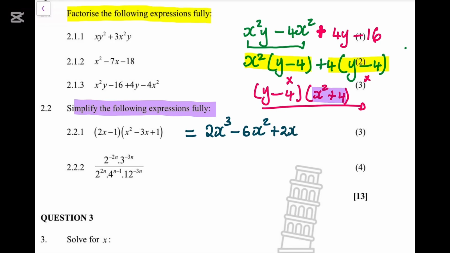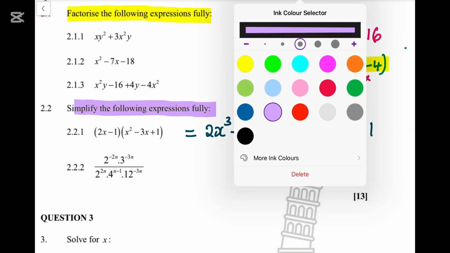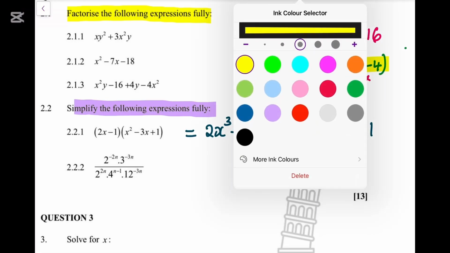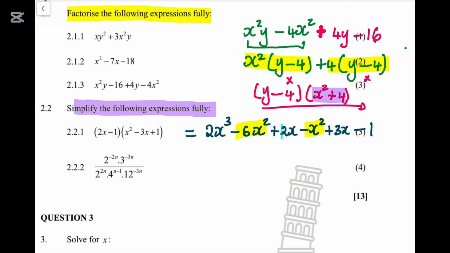And then we have negative 1 multiplied by x squared. It will be negative x squared. And then we have negative 1 multiplied by 3. It will be positive 3x. And then we have negative 1 multiplied by positive 1. It will be negative 1. And then from here, I can just add the like terms. So I can see this one goes with that one. I can see also that this one goes with that one.